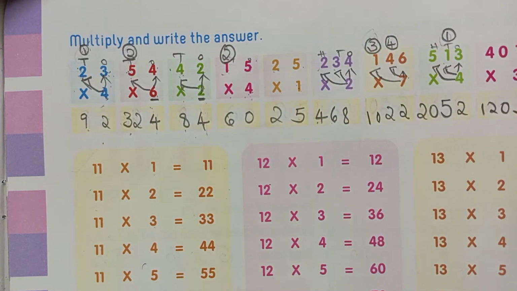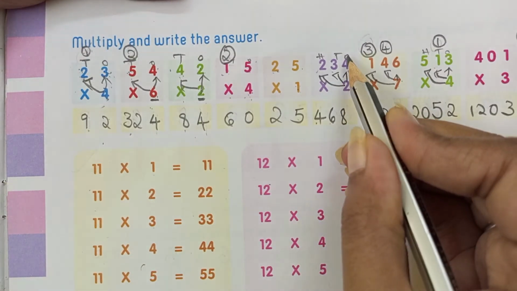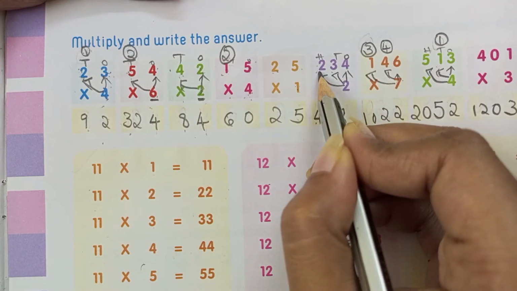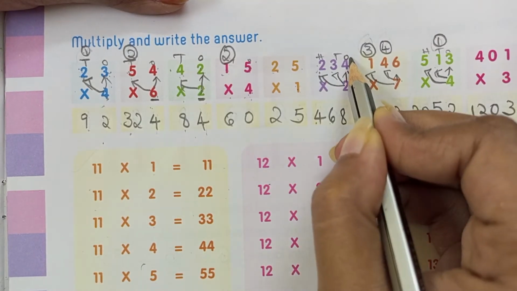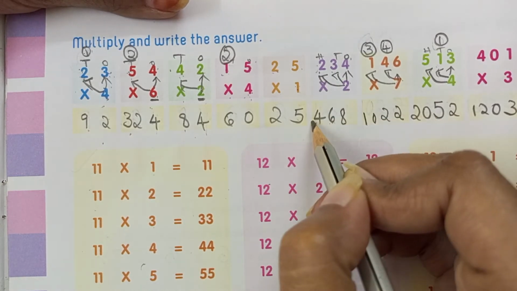See here, it is a 3-digit number. Same here, ones, tens and hundreds. First with ones place, again with tens and again with hundreds. 2 fours are 8, 2 threes are 6, 2 twos are 4.